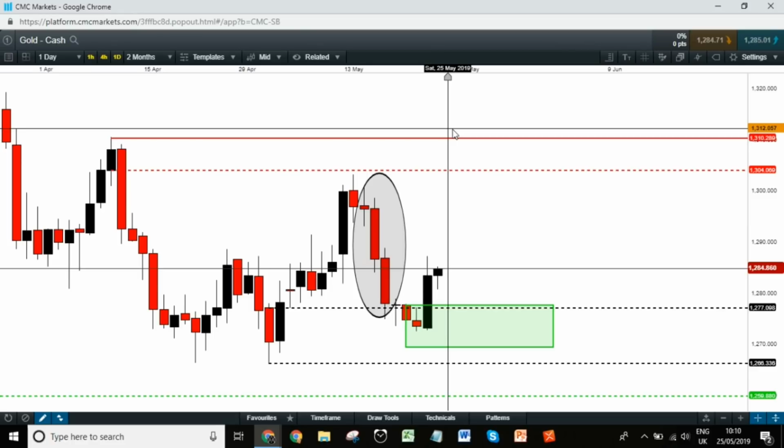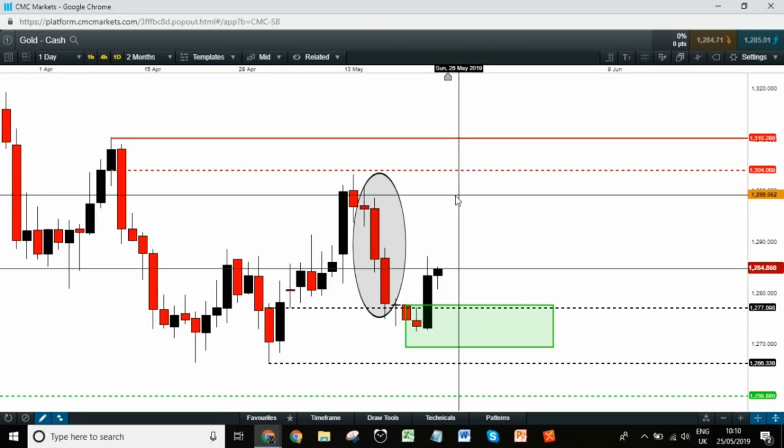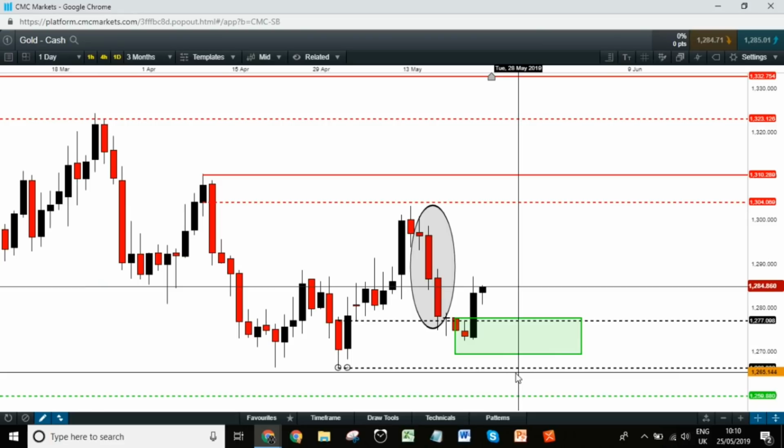So that is how I would be looking to trade gold right now. And if it does come back down, then it comes straight back down and we have to look at the market in a different way, right? And take it from a different perspective.